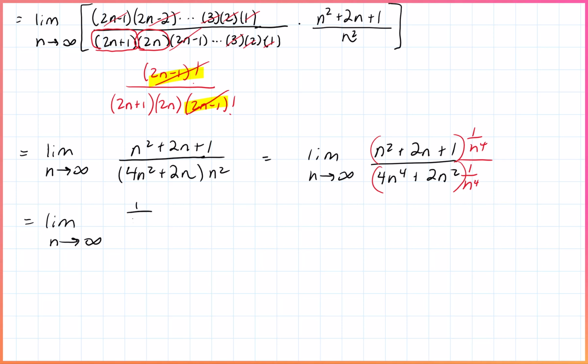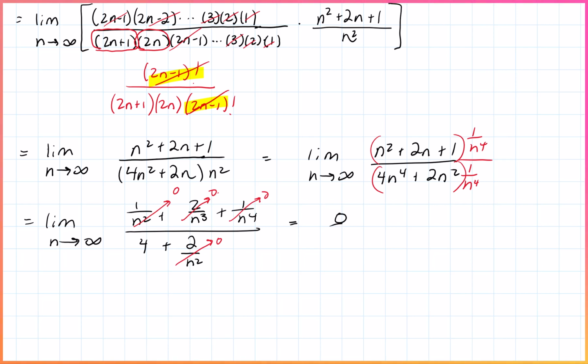In the numerator, I get 1 over n squared plus 2 over n cubed plus 1 over n to the 4th. In the denominator, 4 plus 2 over n squared. And of course, as n grows without bound, all of these 1 or 2 over n to a power are going to approach 0, and this becomes 0 over 4, or 0, which is less than 1. Remember, we're doing the ratio test here. Less than 1 means that we get convergence, not just convergence, but absolute convergence through the ratio test.